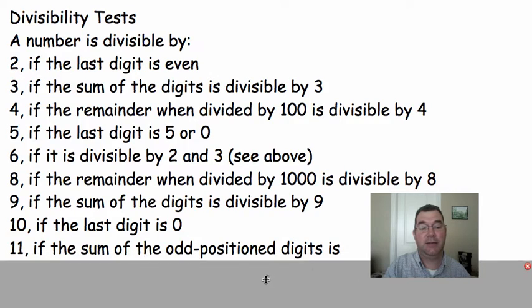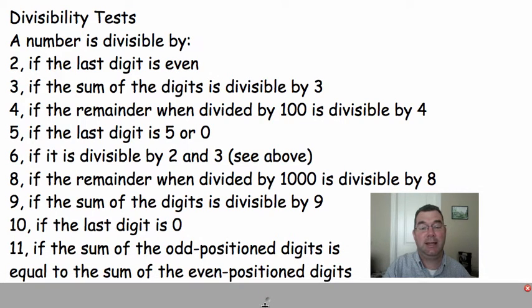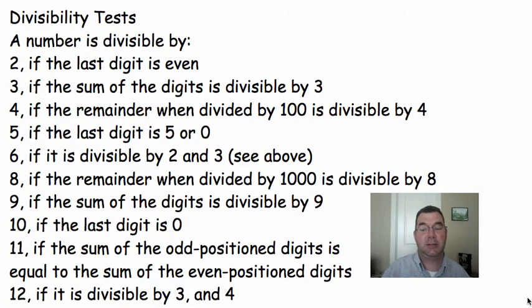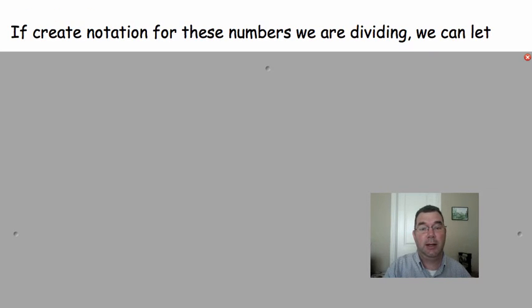And you know that it's divisible by 11 if the sum of the odd position digits, so like the first digit, third, fifth, is equal to the sum of the even positioned digits. And you know that a number is divisible by 12 if it's divisible by 3 and 4, and just follow those rules that are listed above for that. So those are the ones that most people know.